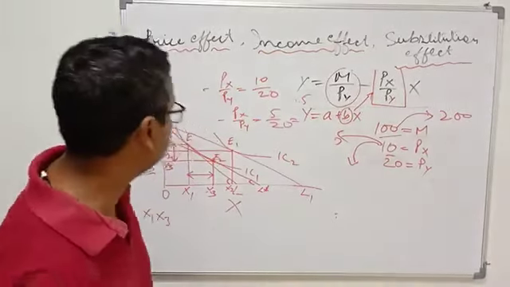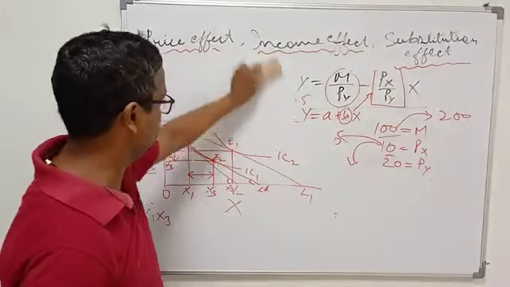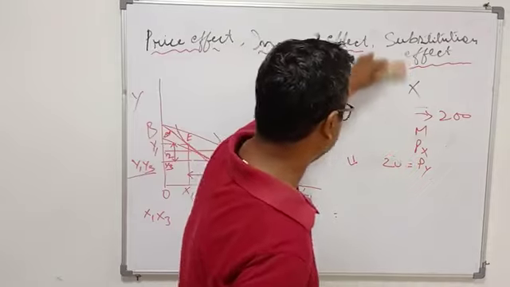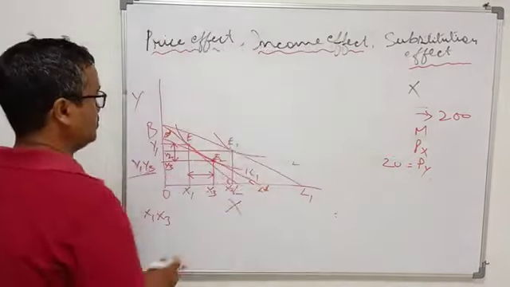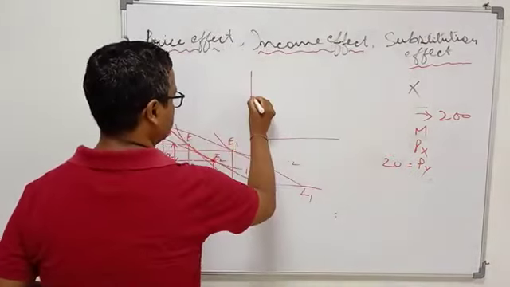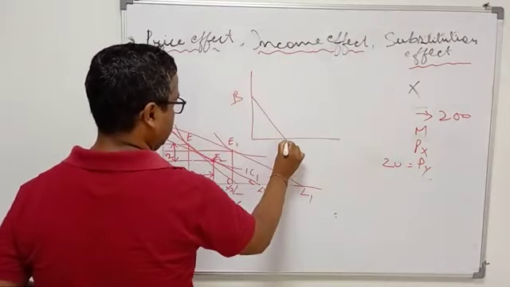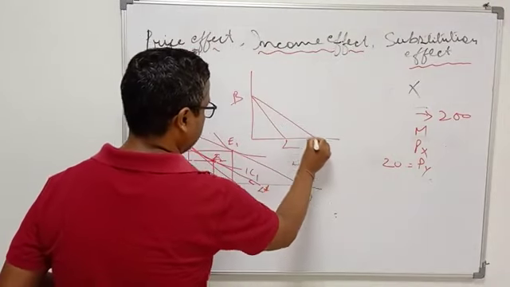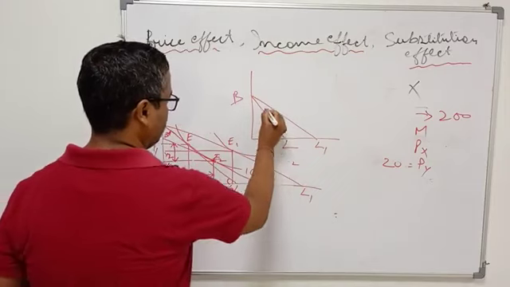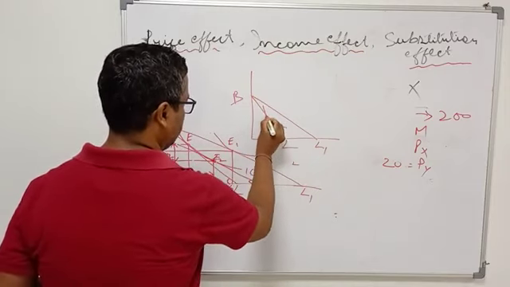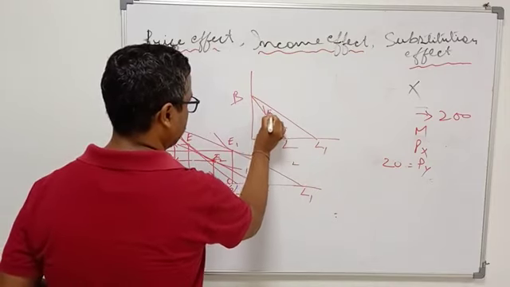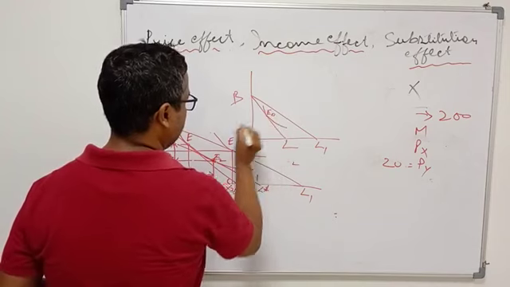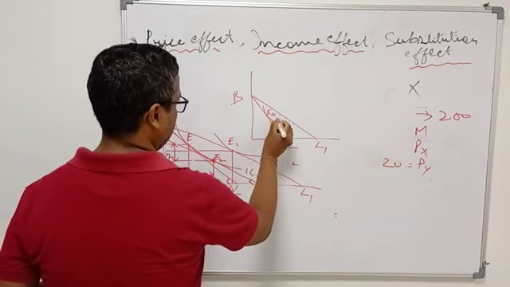In some books, the diagram seems complicated, but it is not so complicated. In some books, it is written like this. This is your original budget line. Due to the falling price of X, this is the new budget line. On the original budget line you are at equilibrium at this point, say E naught.